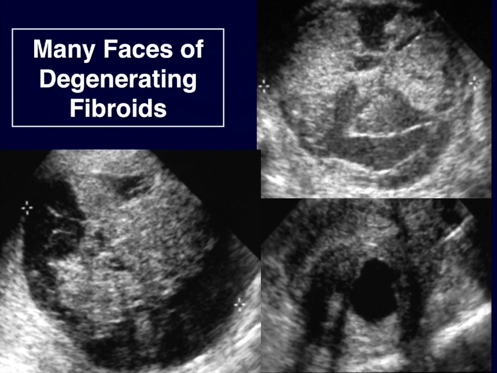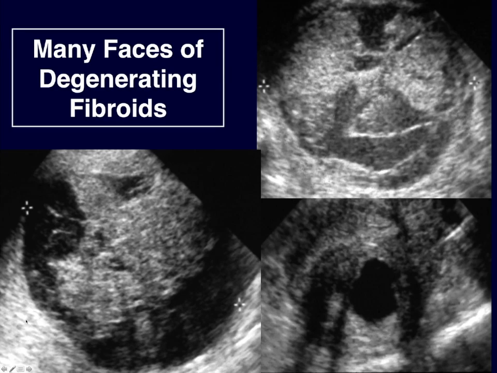So degenerating fibroids can look quite unusual. Here are 3 different ones. This one down here is more typical. It's got a central cystic portion with a thick rind around it. You can see the shadowing, which is quite typical of fibroids. This one also has a thick rind around it, a little bit less typical, but again, if you can identify separate ovaries, this would certainly qualify as a degenerating fibroid.